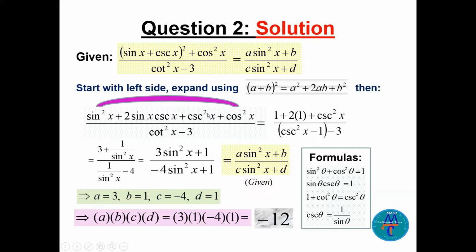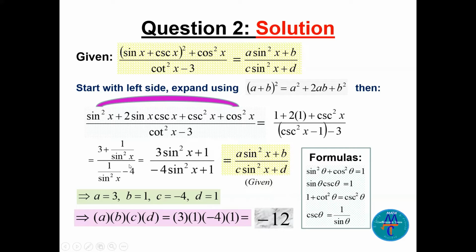So I leave that. Now, cotangent squared of x, I can write it as cosecant squared of x minus 1. See from here, 1 plus cotangent squared of theta is equal to cosecant squared of theta. So cotangent squared of theta will be cosecant squared of theta minus 1. And there is a minus 3 from the question. So it will be minus 4.